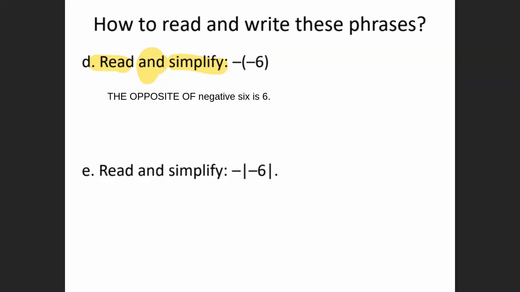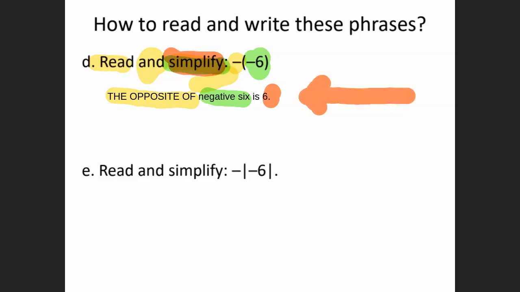This phrase, the opposite of, represents that negative sign. What's inside the parentheses is negative 6. And notice the word simplify. Simplify is saying, what does it equal? It equals 6. This is the phrase. This is how we read the symbols above. Now, down in the bottom, notice that I have bars. Okay, there are bars here.